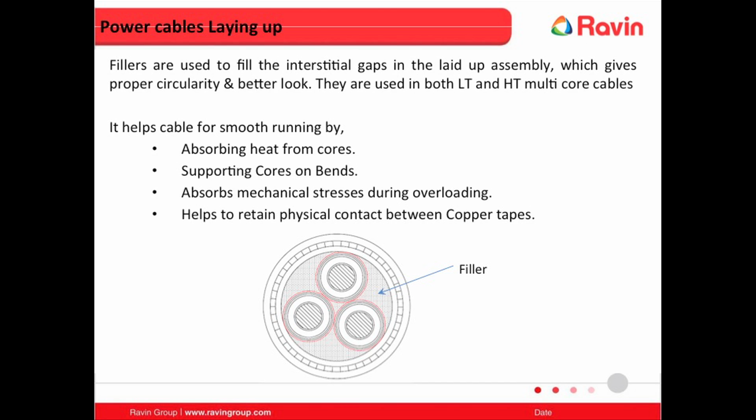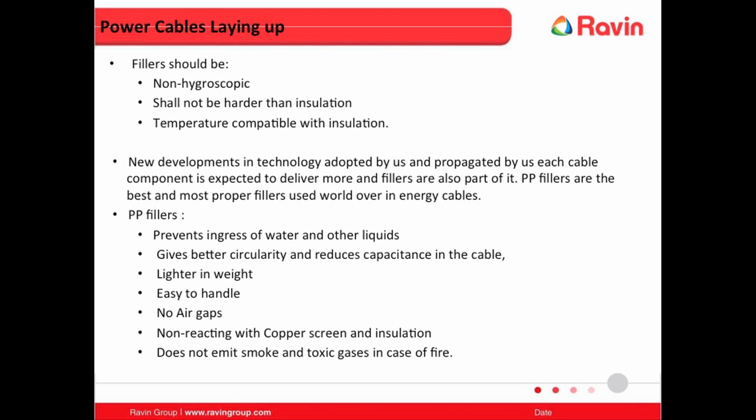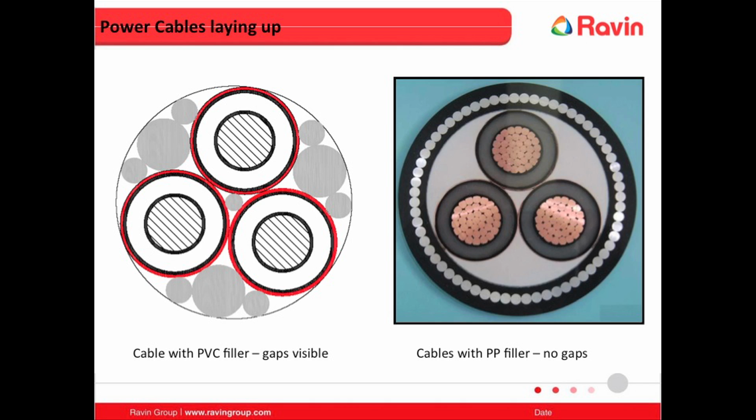The kind of fillers used in the manufacturing of the cables can enhance or reduce the performance of the cable. The filler needs to not only protect the cores but also give circular shape to the cable. PP fillers are the best material for filling the interstices of the cable, be it circular or sector-shaped cores. PVC fillers are cheaper and can harm the cables.